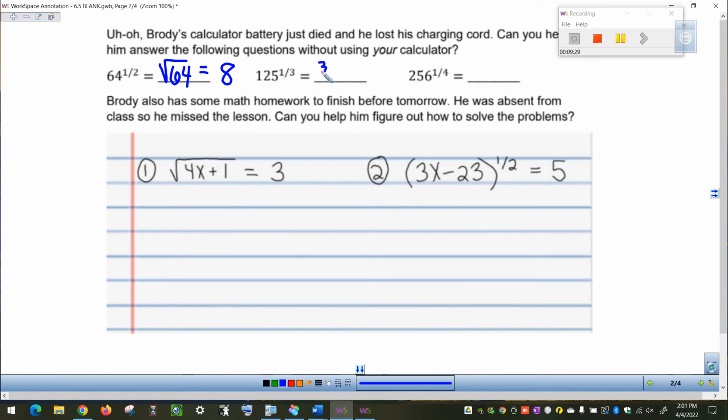On the next one, anything to the 1/3 is wanting us to do the cubed root of that number. So when we take a look at our list of cubes, we want to see what value has an answer of 125. In this case, it's 5 cubed. So that end result would be 5. For the next one over here, we're doing the 4th root of 256. Looking at our posters, we want to look at the column of 4ths, and we see the one that has an answer of 256 is when it's 4 to the 4th. That final answer is 4.